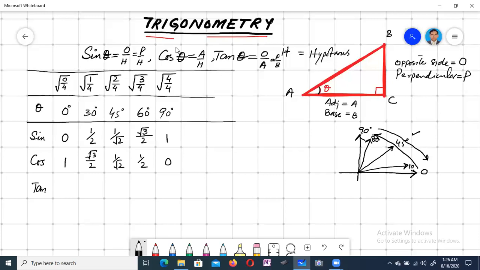You can see here at 45 both values are the same. Here I told you at 45 both values will be the same. In the table also you can check.